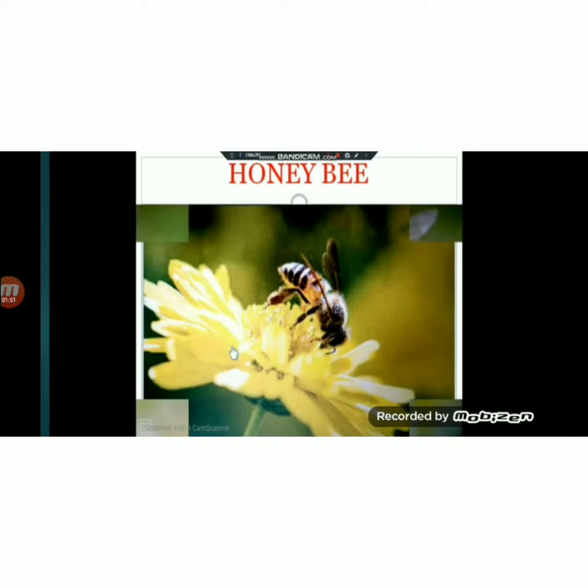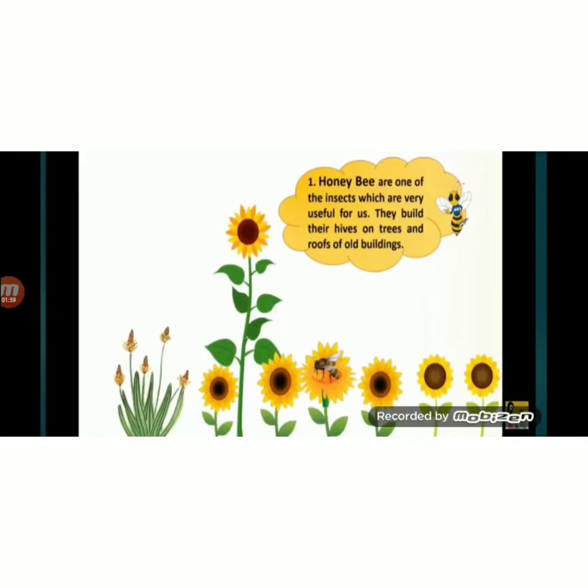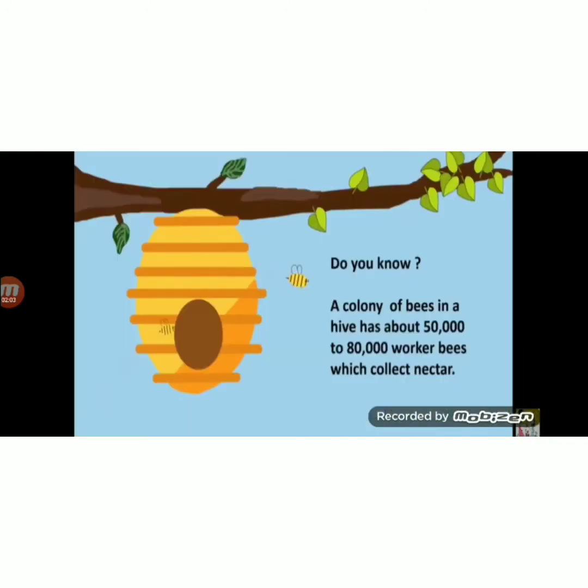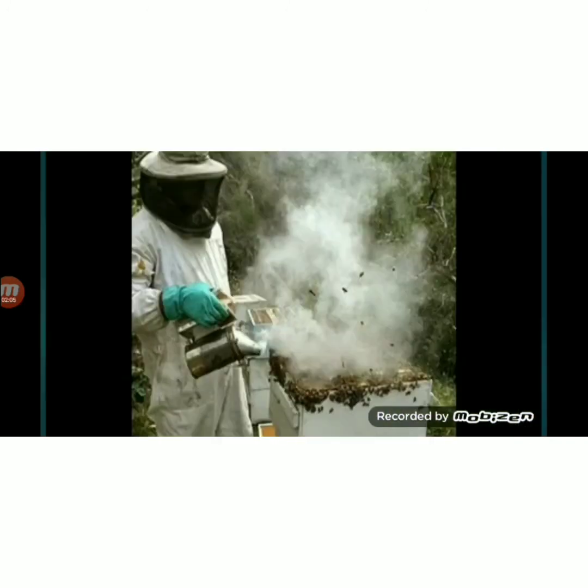So now we know about honeybee. Now let's move to another insect that is also very useful for us, and that is called silk moth. Do you know what a silk moth is? It's clear by its name only. Silk. It gives us silk. You can say silk moth or silkworm.